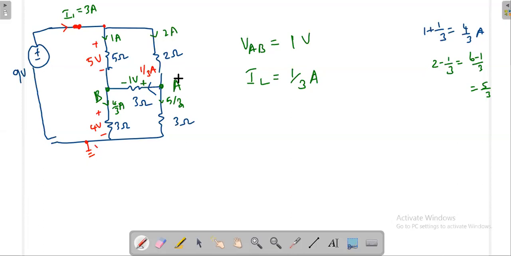Now we will realize this. Next, what is the voltage here? 2 amps and 2 ohm, what is the voltage? 4 volt. Now 5 by 3 into 3, that means this is 5 volt. So 5 plus 4 is again 9 only.